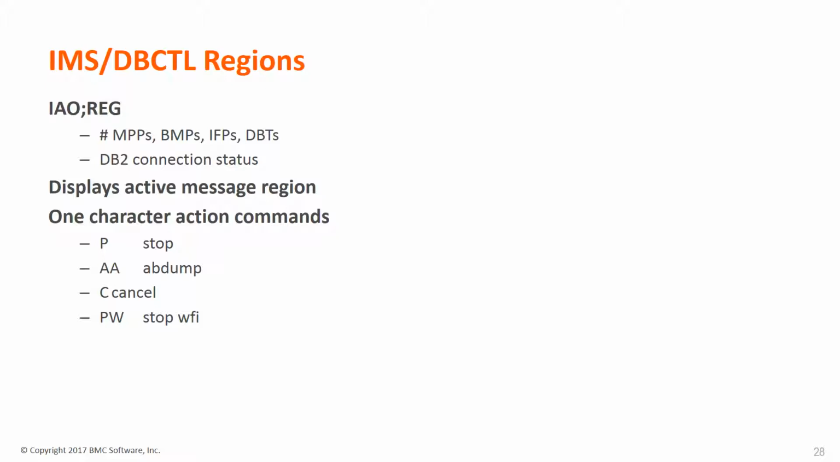The IMS Regions OCD allows you to take actions against the region as a whole. It will display some status information, including the number of MPPs, BMPs, IFPs, and DBTs, as well as the DB2 connection status. The IMS Regions OCD will display the active message regions and provide you with a set of one-character line commands that you can issue, including stop, abdump, cancel, and stop.